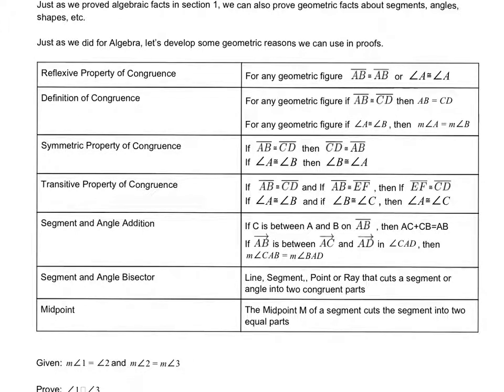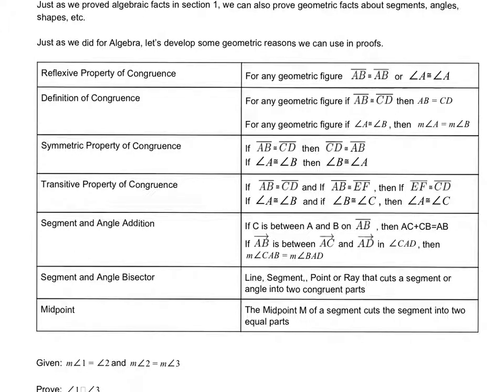The transitive property of congruence. So if we have a segment congruent to two different segments, so if AB is congruent to CD and if AB is congruent to EF, then EF and CD are also congruent to one another. It also works for angles. If angle A is congruent to angle B, and if angle B is congruent to angle C, then angle A is also congruent to angle C.